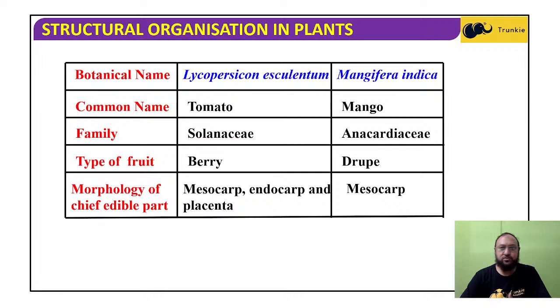Mangifera indica is a drupe, the most common example, and it belongs to Anacardiaceae, okay. So it belongs to the family Anacardiaceae, and this fruit is drupe type, where we find that the pericarp is differentiated into epicarp, mesocarp, and endocarp. And the mesocarp is the edible part of this fruit, Mangifera indica, belonging to the Anacardiaceae.